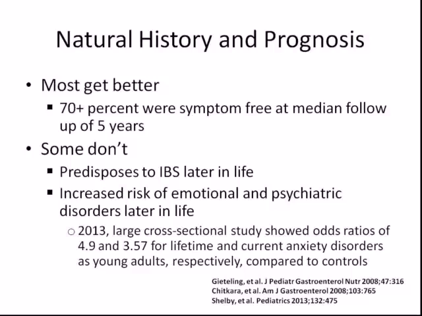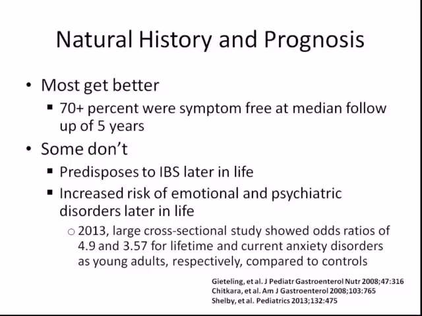What about natural history and prognosis? Well, most kids with functional gastrointestinal disorders get better. About 70%, in one study, were symptom-free at a median follow-up of 5 years. However, that means 30% didn't get better. And the truth is that some don't. Additionally, it seems like functional GI disorders in childhood seem to predispose to development of irritable bowel syndrome later in life.